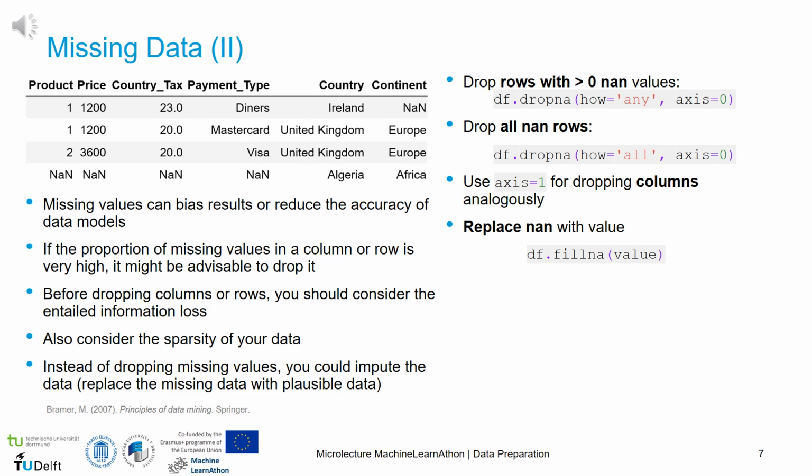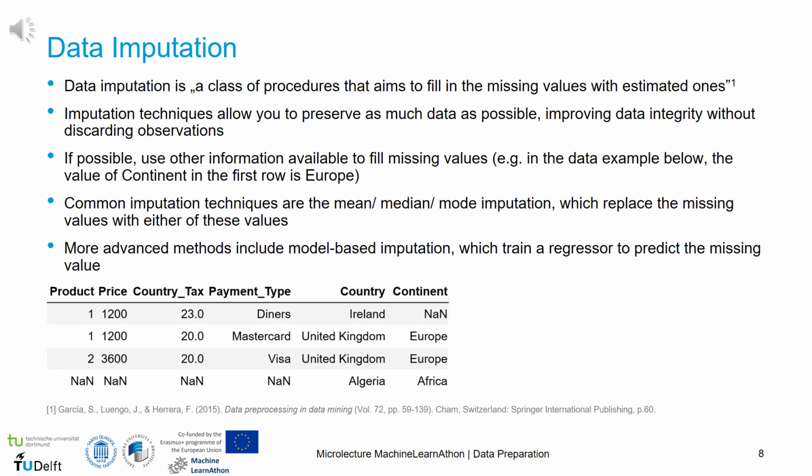Because there are also other possibilities than just dropping them, which we will talk about in a second. If you don't want to drop columns or rows with missing data, you could use data imputation. Data imputation is a class of procedures that aims to fill the missing values with estimated ones. So basically it allows you to preserve as much data and also to improve the data integrity.